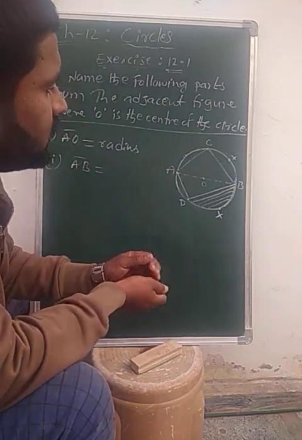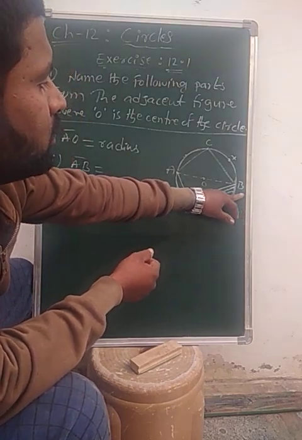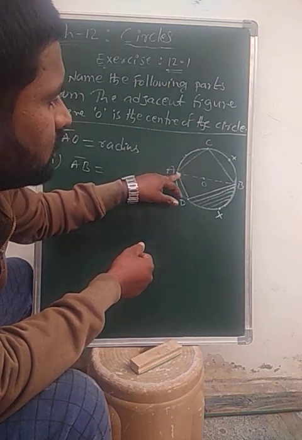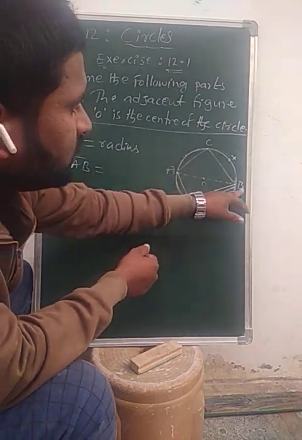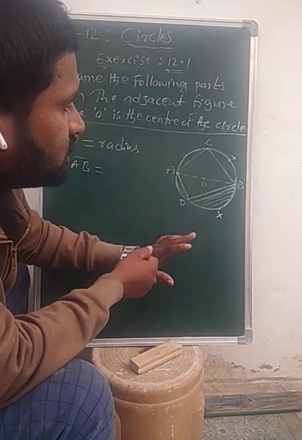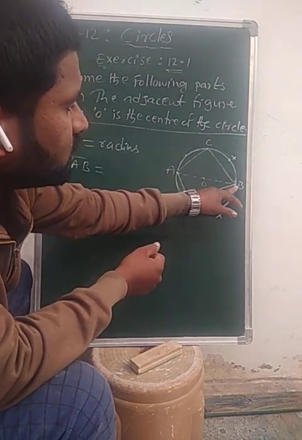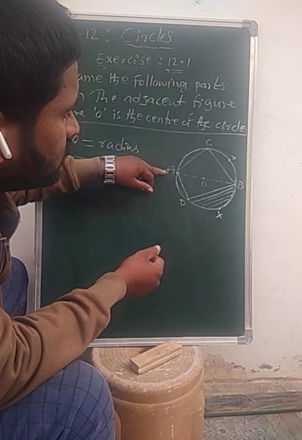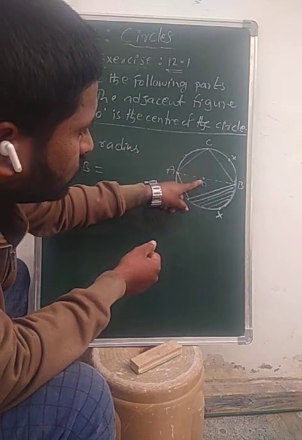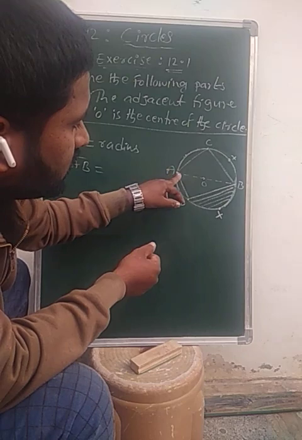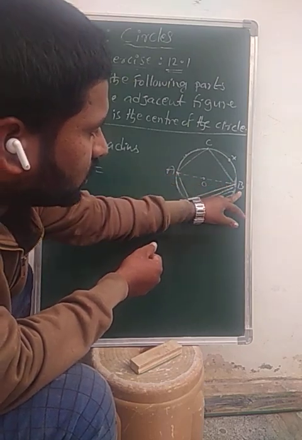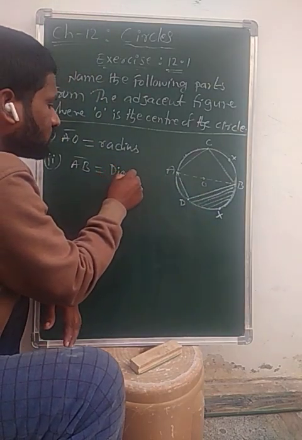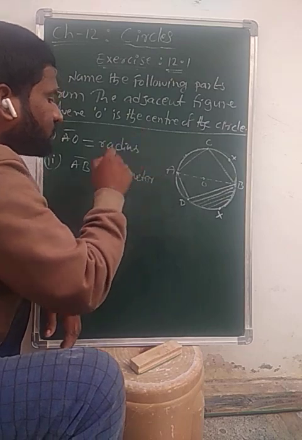Then second one, AB. By seeing the figure, what is AB? A is a point on the circumference of the circle, and B is also a point on the circumference of the circle. By joining the 2 points on the circle, that is called a chord. But it passes through the center. So AB is a chord. It passes through the center. That's why AB is a diameter.